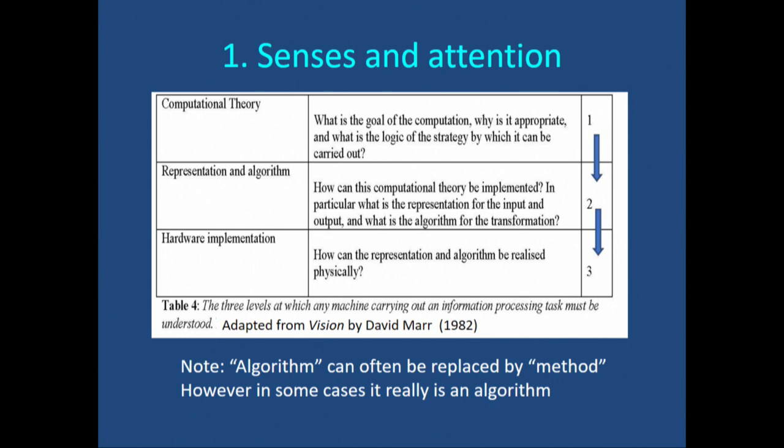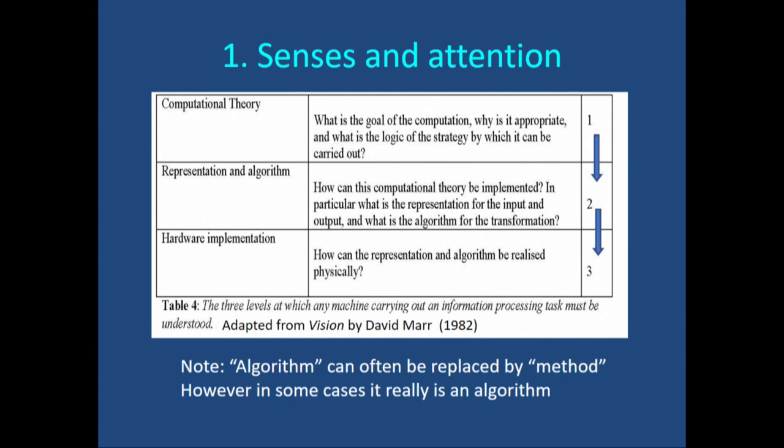So there's a wonderful book by David Marr called Vision, which occurred in 1982, and he put down the basic idea of what happens in all thought processes. There's a computational theory, there's a representation and algorithm, and there's a hardware implementation. The computational theory, the question is, what is the goal of the computation? Why is it appropriate? And what is the logic of the strategy by which it can be carried out? That's the high-level question which occurs in all biological systems.